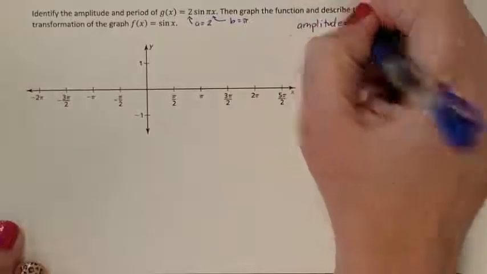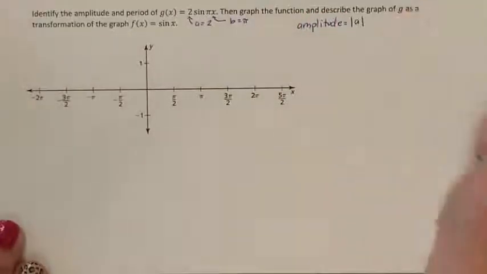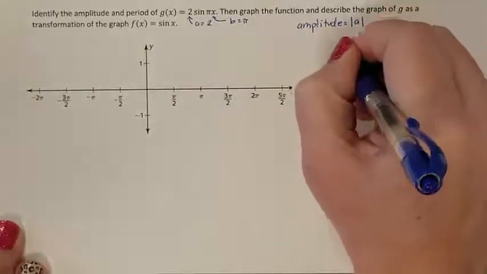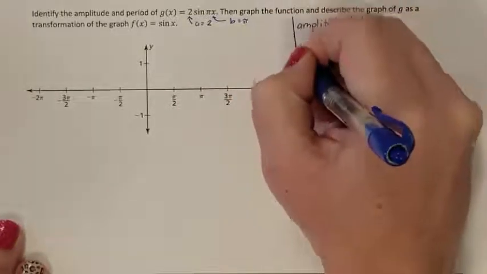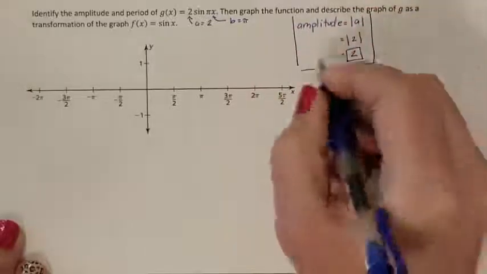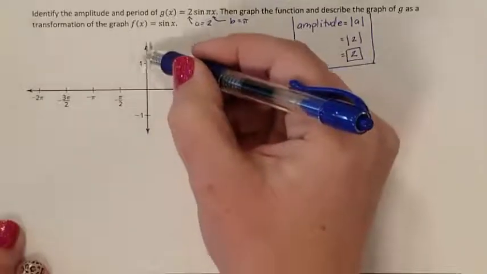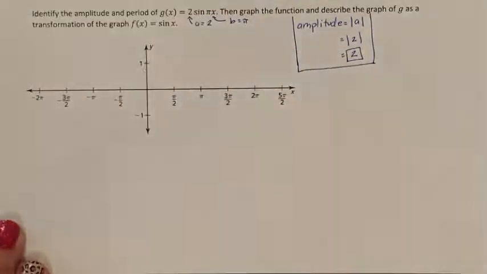And amplitude is an equation, it's the absolute value of A. So my amplitude is the absolute value of 2, which is 2, which means I will go as high as 2 from the middle line. If my middle line is the x-axis, I need to be able to get as high as 2, which means I'm going to need to scale this again.